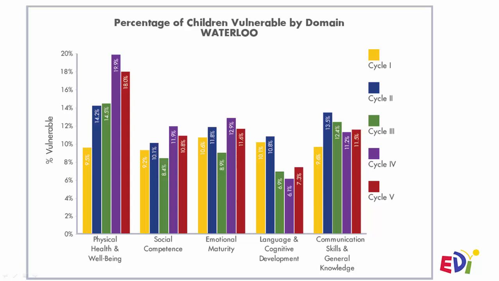For the fifth domain, on the far right, communication skills and general knowledge, the 0.3% change is not considered a statistically meaningful difference. While the number is slightly different between Cycle 4 and Cycle 5, we can consider this essentially unchanged.